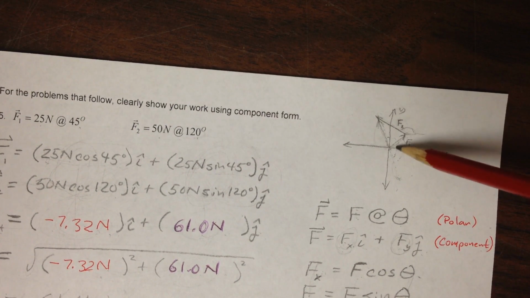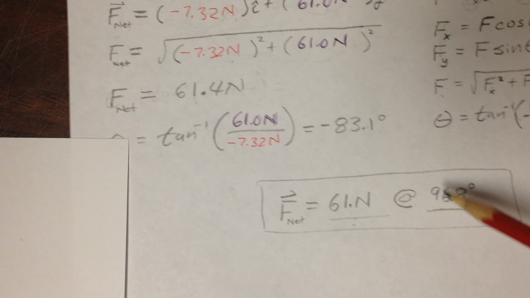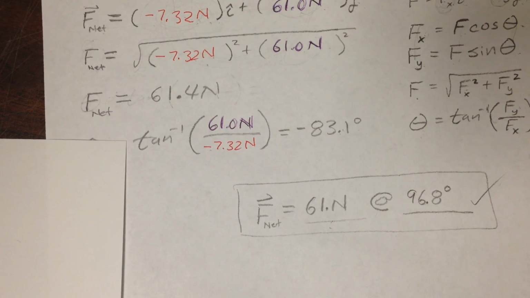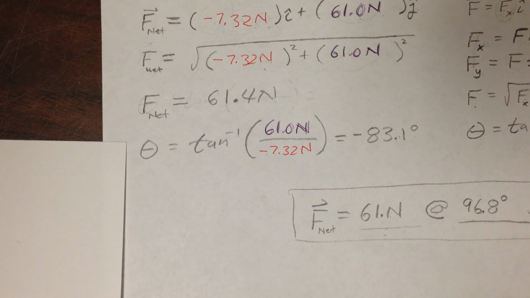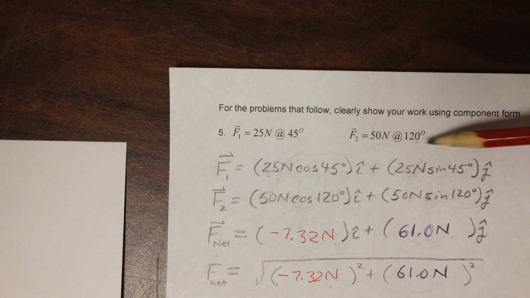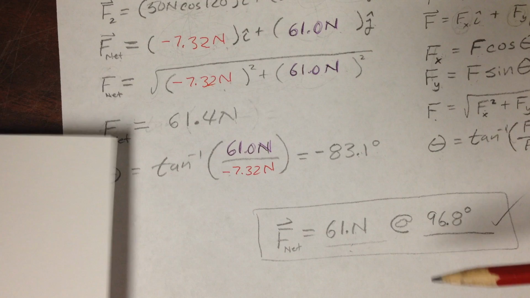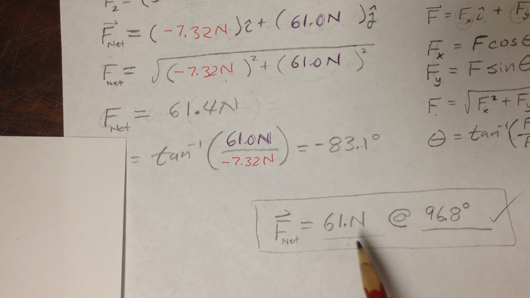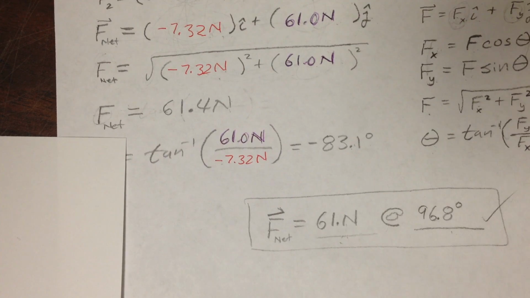Here we can clearly see that we need to add 180 to it. So that's what I've done here, taken the negative 83.1 degrees, added 180 degrees. So this is my correct answer here. And so my magnitude is 61.4. So now I've gone through the whole process of starting out with magnitude and directions for two forces, and I've added them up to get the net force with magnitude and direction here, making sure I put the vector sign on that force there.